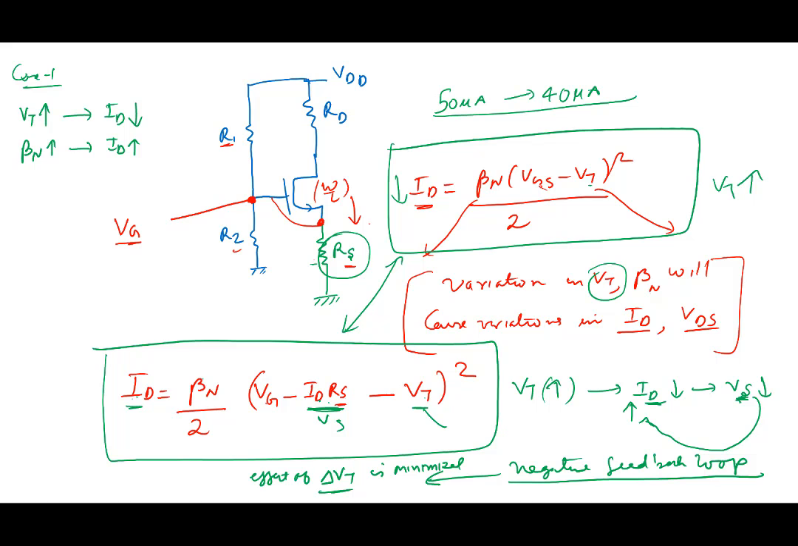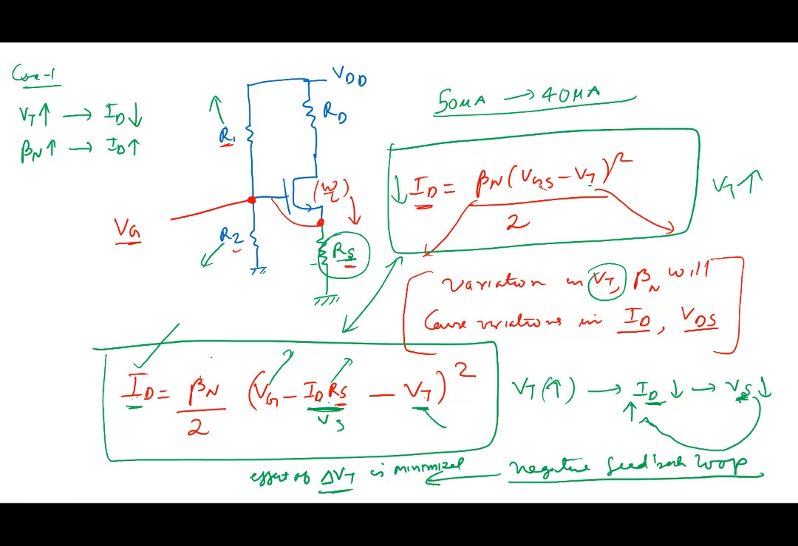So given some value of R1, given some value of R2, given some value of Rs, this is the equation that you need to solve. ID equal to beta n by 2 times Vg minus ID Rs minus Vt, squared. If you know Vt, Vg, Rs, beta n, all of these things, it's a quadratic equation that you need to solve to get the value of current flow. So it's a little bit more complex. It's a quadratic equation that you need to solve to get the current here.